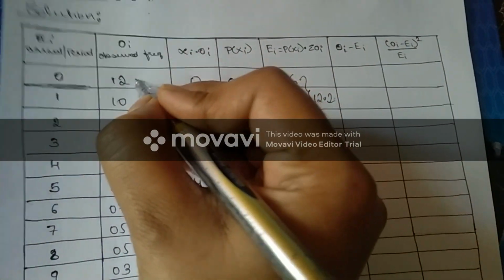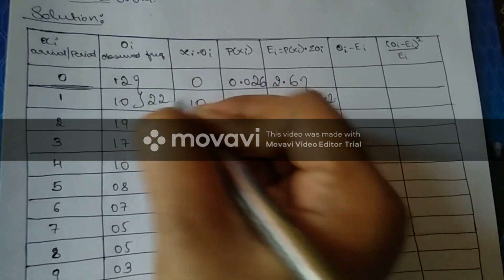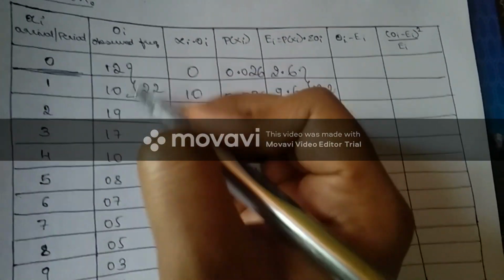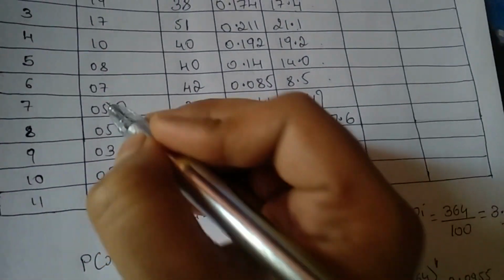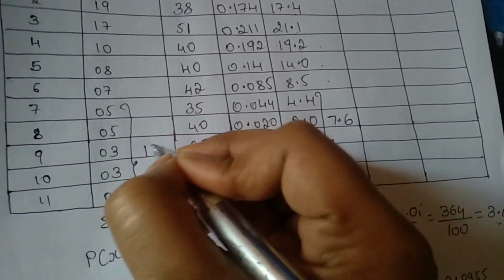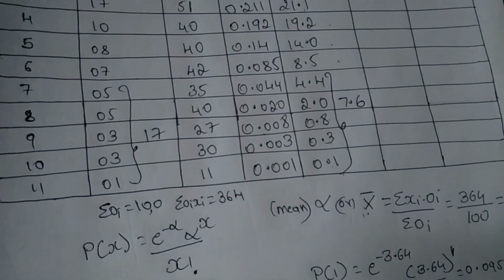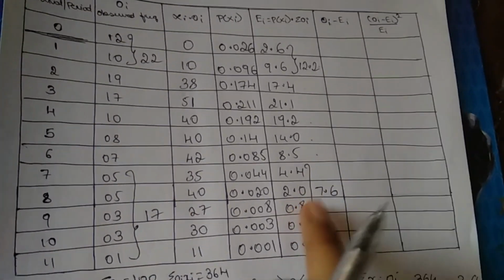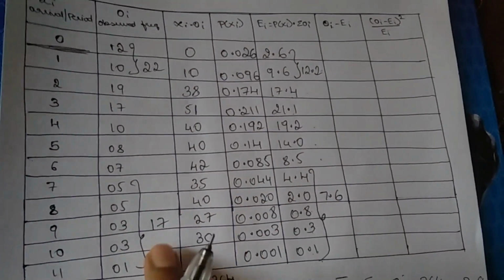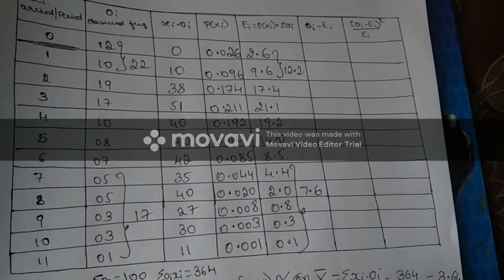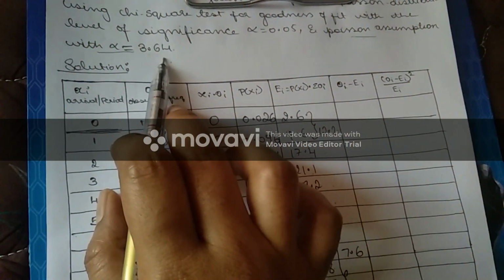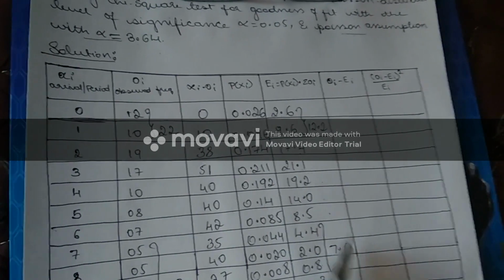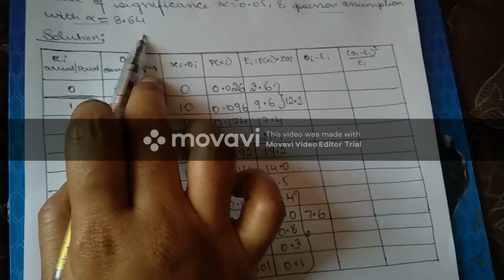Here also you have to combine 22. Here these two you have combined. Here also you have to combine. See here, from here to here, 10, 16, it is 17. The corresponding OI values for the EI values should also be combined, because with the Poisson assumption 3.64, all the EI values should be greater than the Poisson assumption.